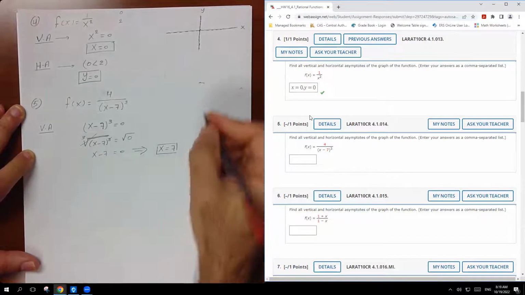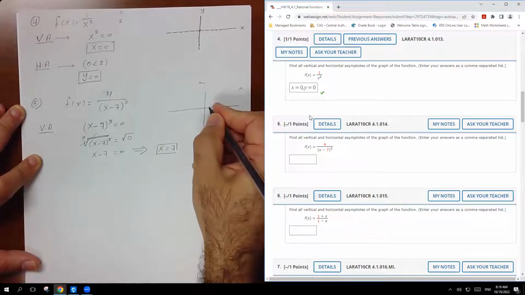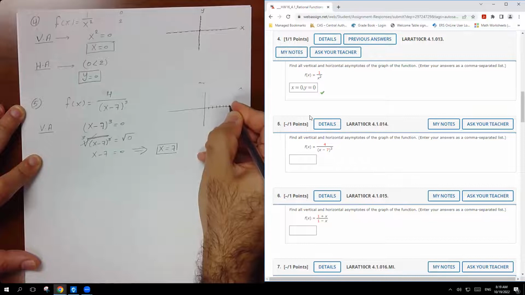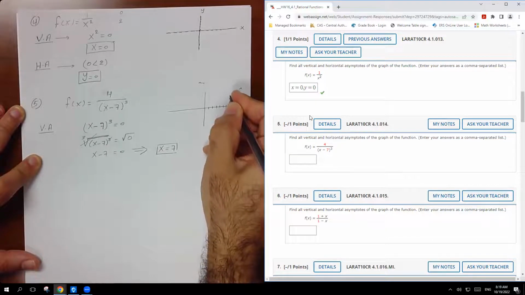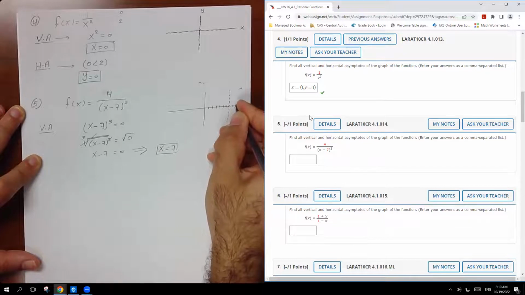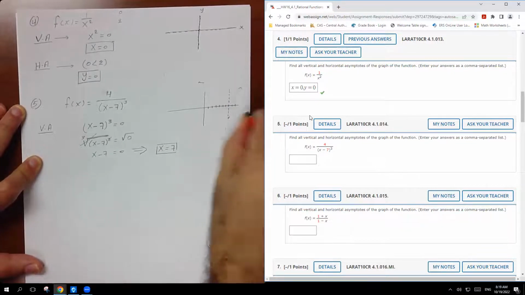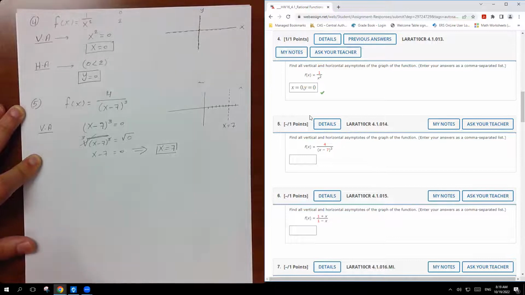That means when you graph it, x equals 7: 1, 2, 3, 4, 5, 6, 7. At this point, when x equals 7, there is a vertical dashed line. The function is never going to cross this vertical dashed line. This is x equals 7, the vertical asymptote.